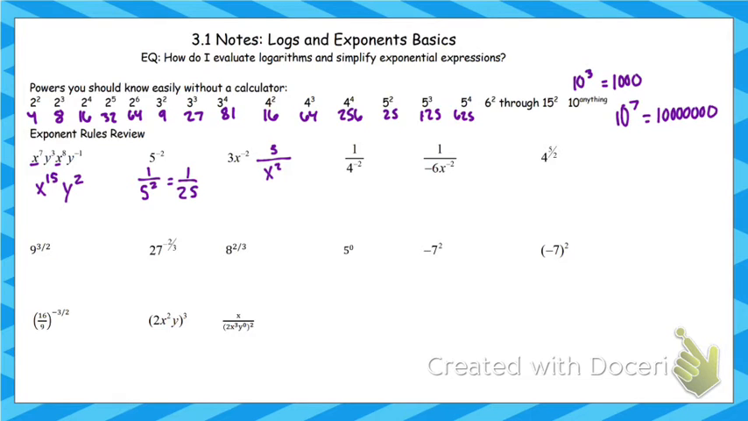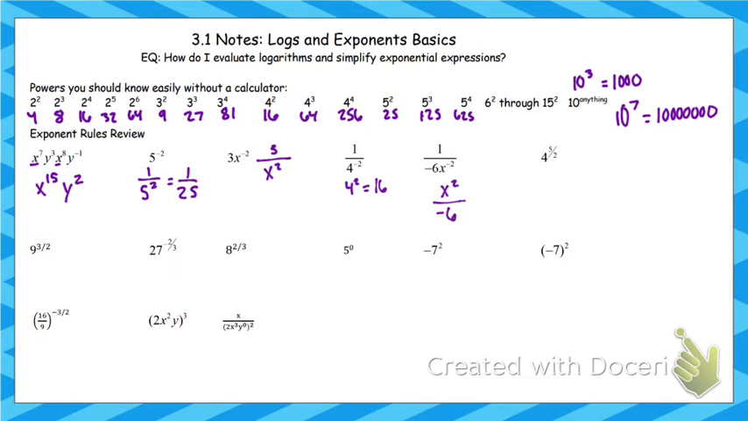If it's already at the bottom, again, the negative exponent would move it to the top. So that would become 4 squared, which is 16. And again, only move what has the exponent. That negative 6 does not have an exponent, so the negative 6 is not going to move. It's just the x that is.